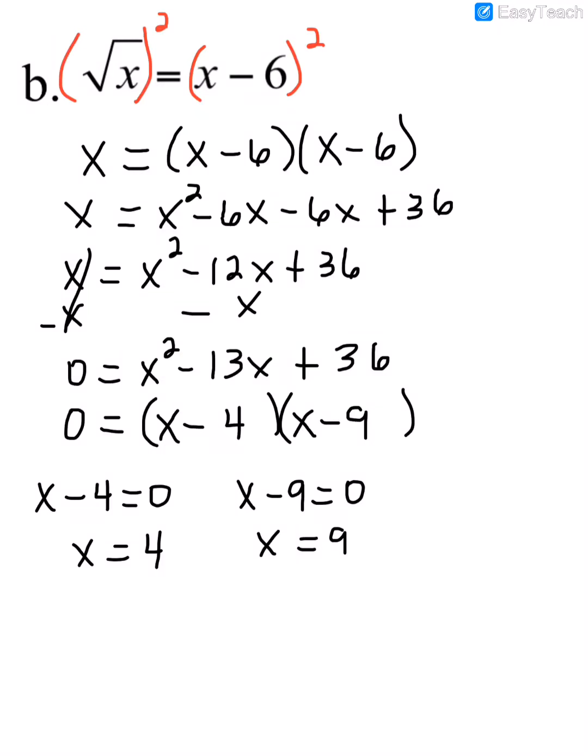Okay, so I'm going to check the 4 first. If I plug 4 into my original equation, every place I see an x, the square root of 4 is 2, but what is 4 minus 6? That would be negative 2. So that's not true. That doesn't work. So 4 is not a solution.